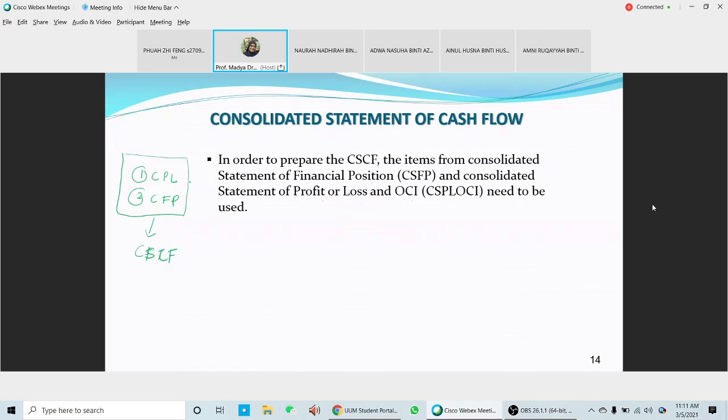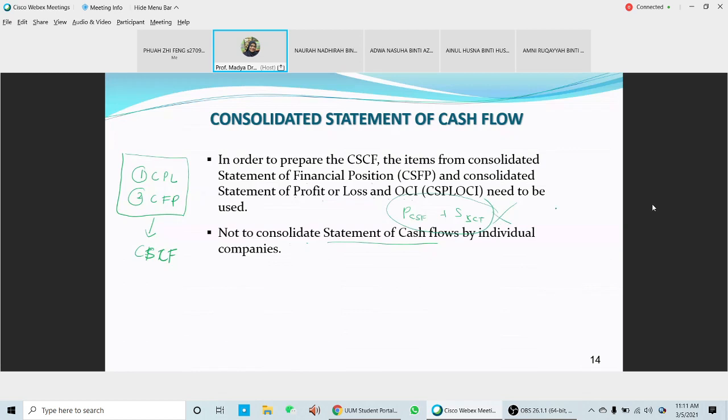Okay, because you want to use the information from these two statements to prepare a consolidated statements of cash flow. Not to consolidate statements of cash flow by individual company. So we're not going to consolidate statement of cash flow of the company. So let's say parent statements of cash flow plus subsidiary statements of cash flow. We're not going to do this one.